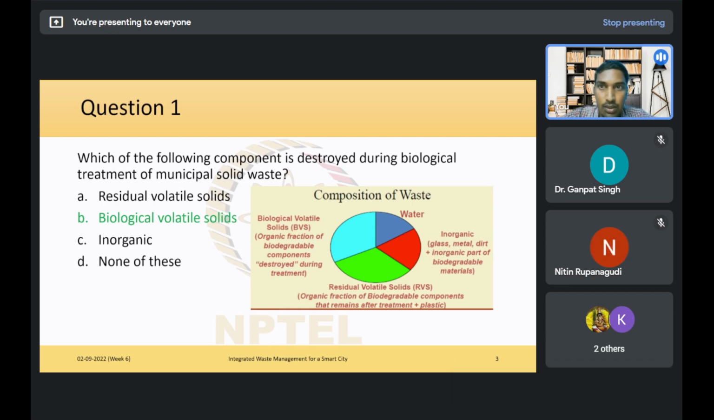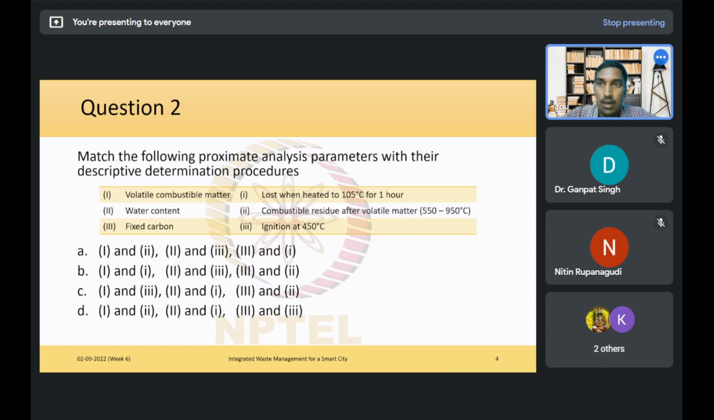Okay, so let's move on to question number two. Here we have two columns. The first column tells us different components, and the second column tells us different conditions which can be used to determine these different components. So the question is to match the parameters or the conditions with their corresponding descriptive determination procedures.